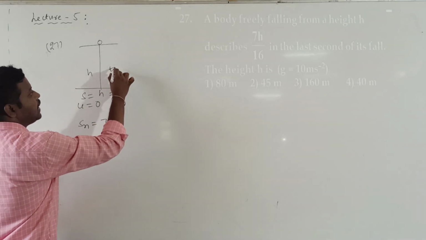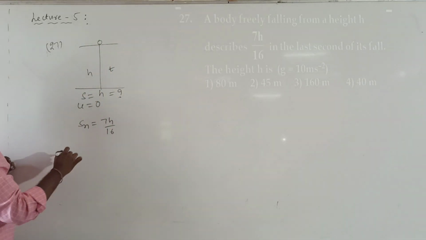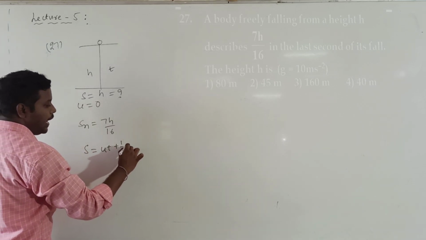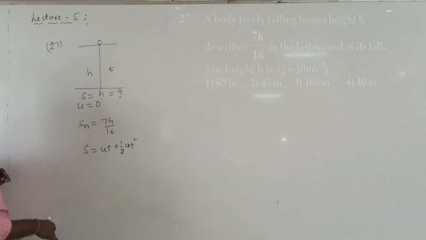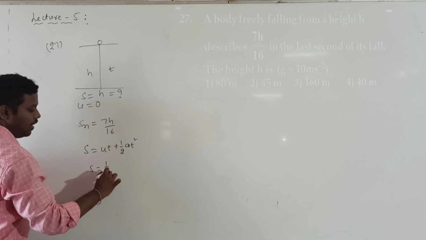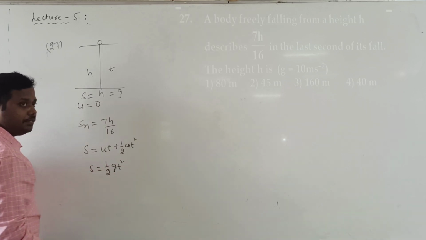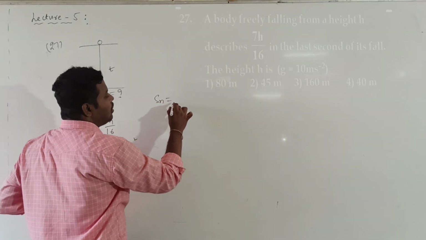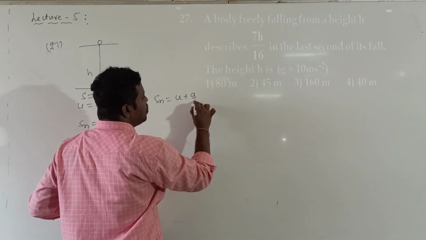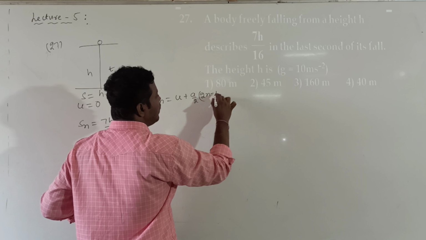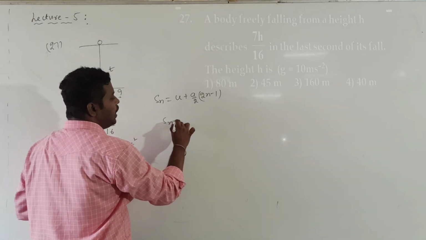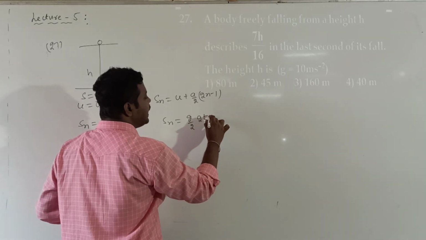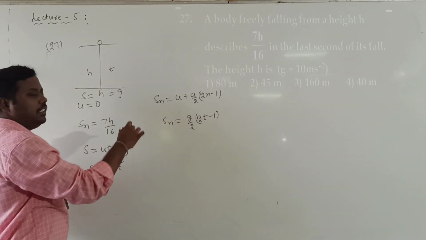Let me call the total time taken to reach the ground t. Then what is the formula for s? S is equal to ut plus half into a into t square. Since the body is falling freely, a value is g, so s is half into g into t square. Similarly, the distance traveled in the nth second is Sn equal to u plus a by 2 into 2n minus 1. Here u value is 0, a value is g, and n is the total time of journey t, so Sn is g by 2 into 2t minus 1.